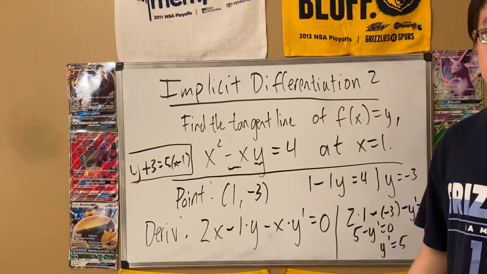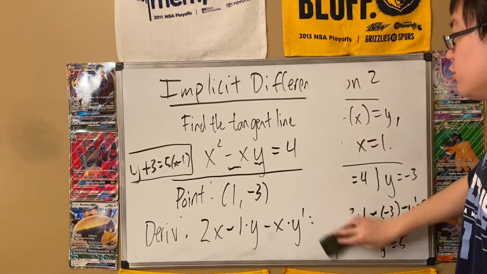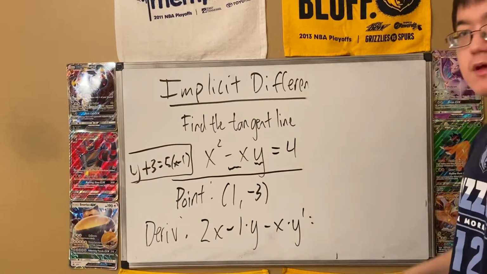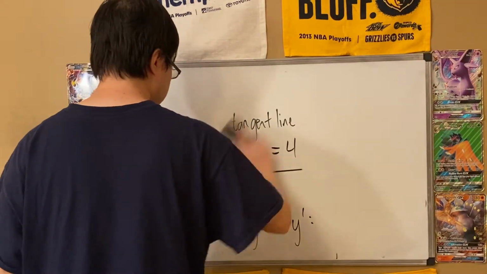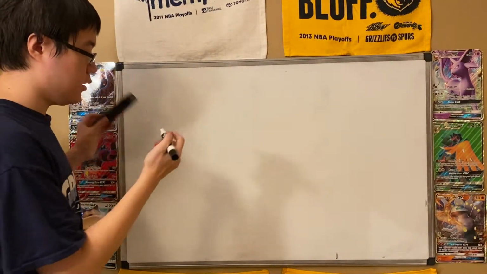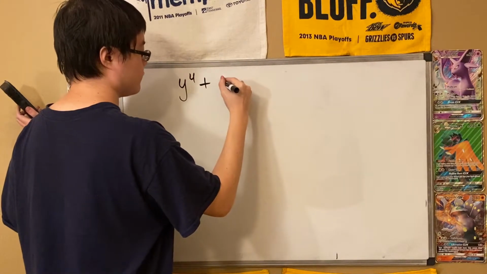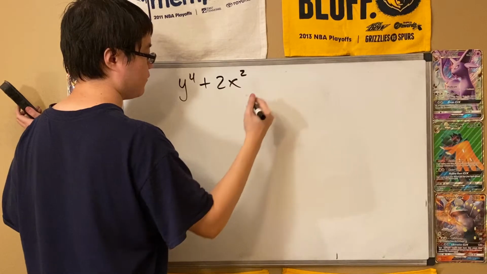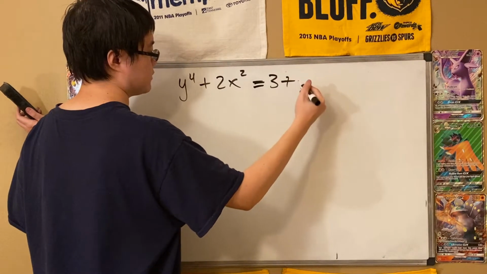Let's try to take second derivatives now. When you take second derivatives, as we're going to see, what you have to do is first find the first derivative, and then you can find the second derivative. So let's do that. Let's say we're taking the derivative of something like y to the 4th plus 2x squared equals 3 plus, I don't know.